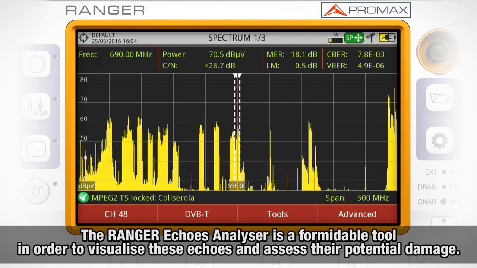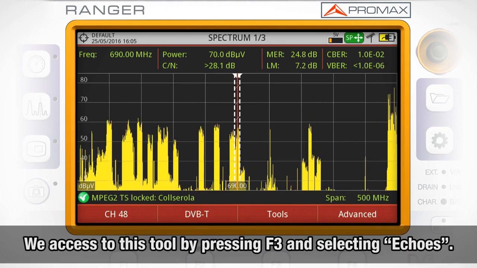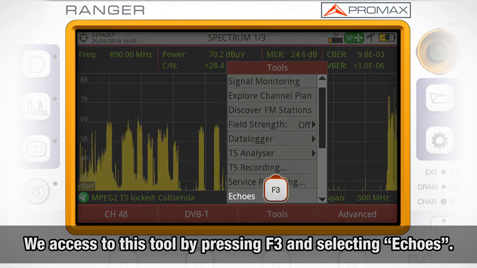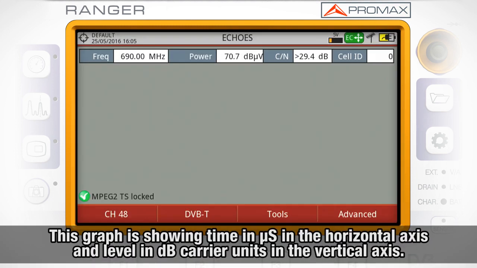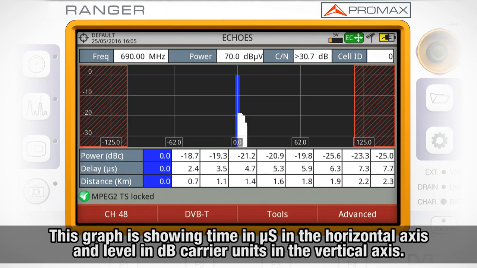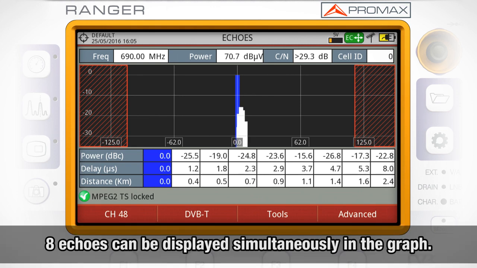Now, the echoes analyzer featured in the HD Ranger meters is a formidable tool in order to visualize these echoes and assess the potential damage they may cause to our signal. We access this tool by pressing F3 and selecting Echoes. This graph is showing time in microseconds on the horizontal axis and level in dBµV carrier units on the vertical axis. As many as 8 echoes can be displayed simultaneously in the graph.